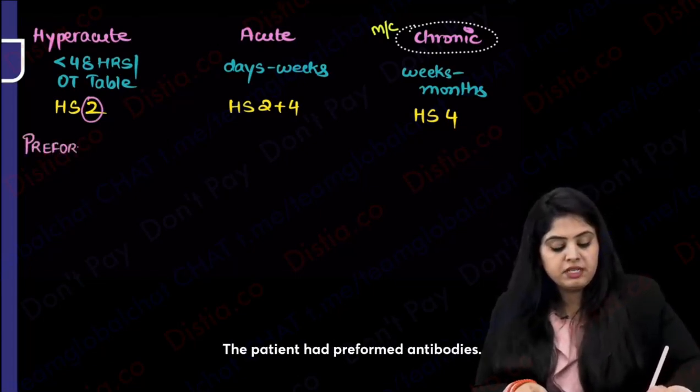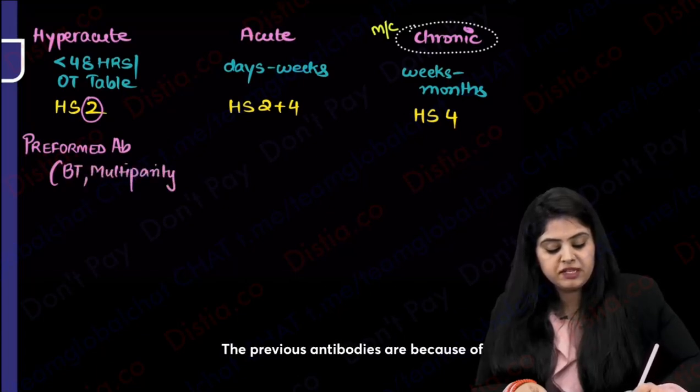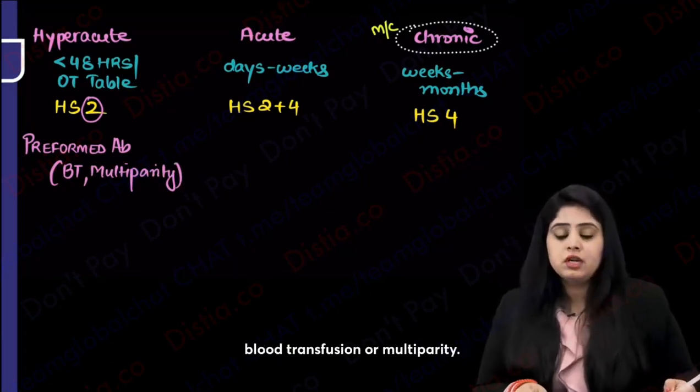The patient had preformed antibodies. The preformed antibodies were either because of blood transfusion or because of multiparity. I hope you are with me on this. The previous antibodies were because of blood transfusion or multiparity.